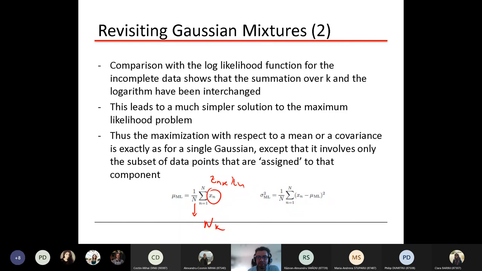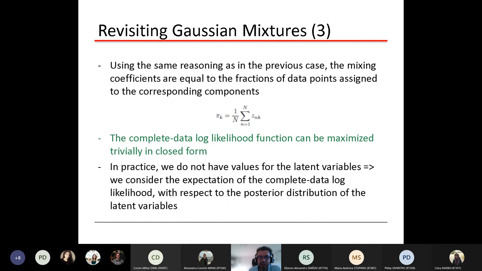Cool. So it's very similar to the maximum likelihood for only one Gaussian, but we only take into account the points which are actually generated by the corresponding k-th Gaussian. And this is both for mu and for the covariance matrix. And for the mixing coefficients, again, it's going to be how many points, out of all the points, are generated by the k-th Gaussian.